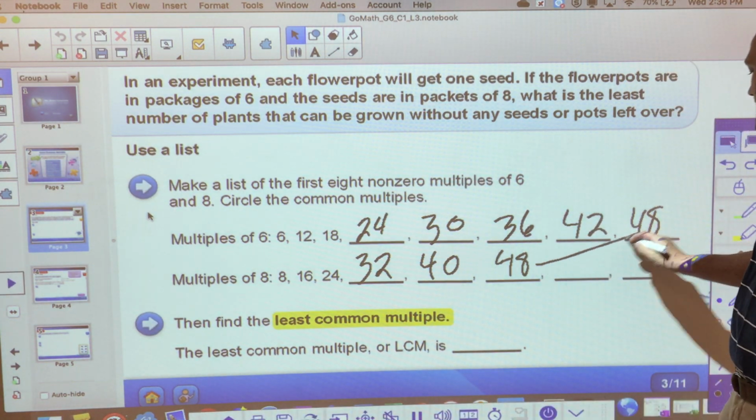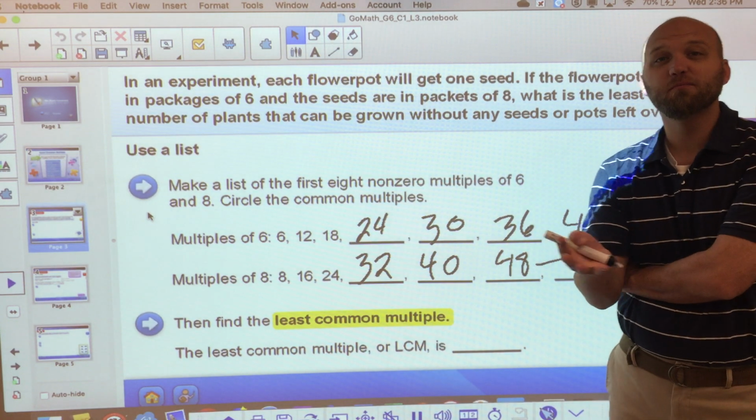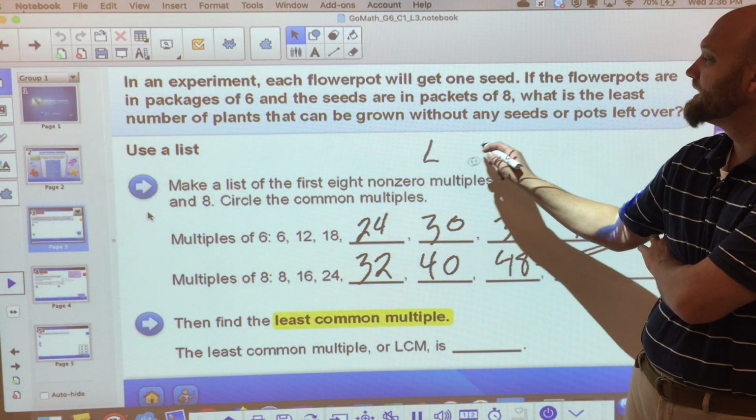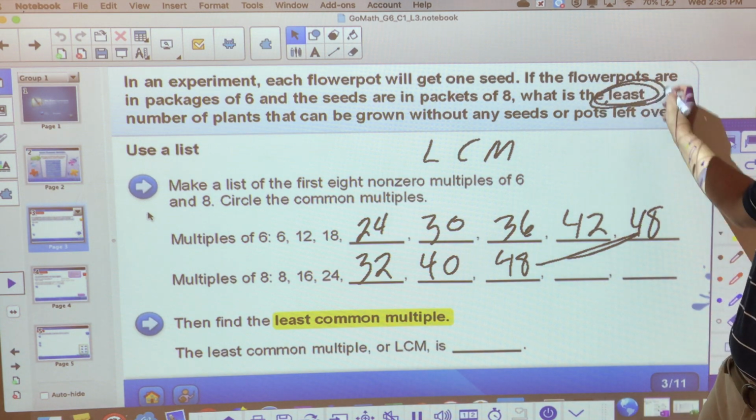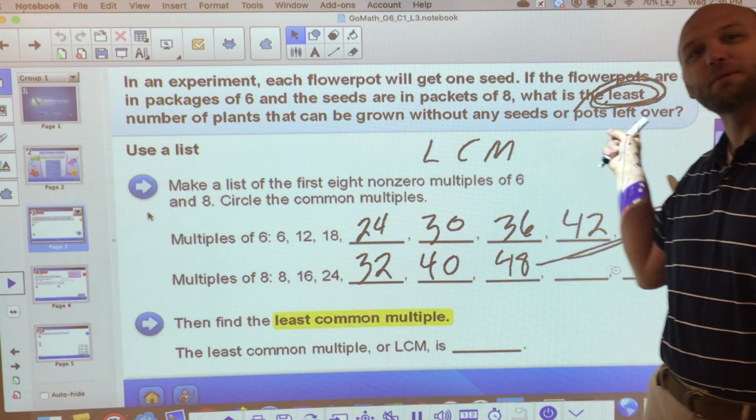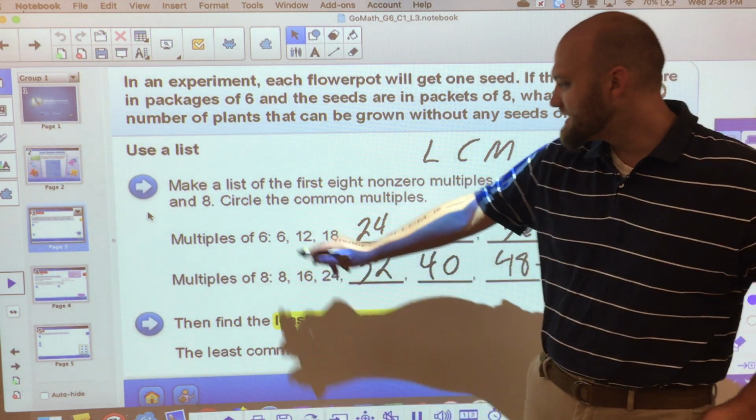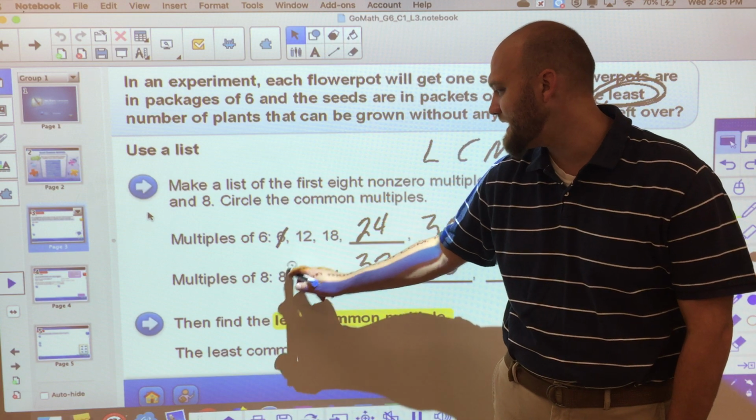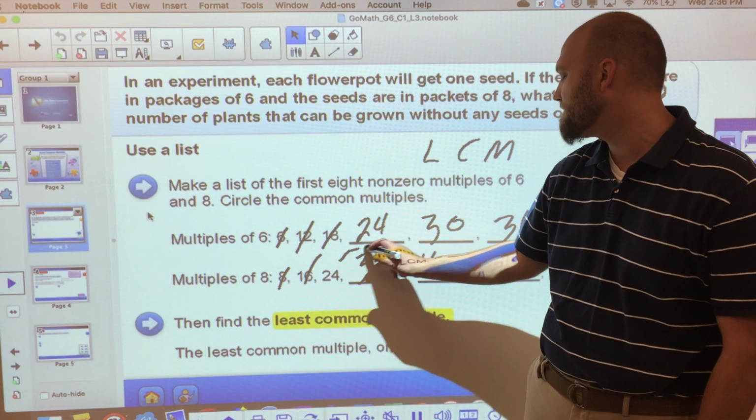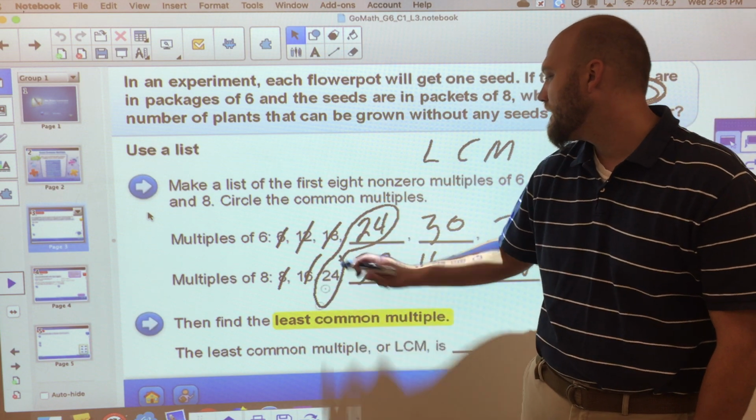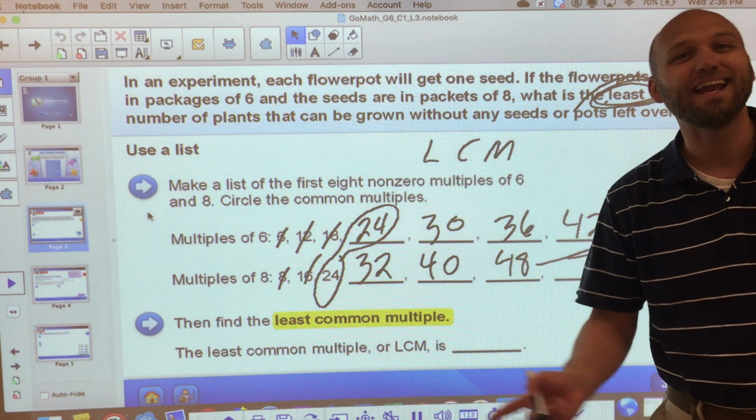I'm really tempted to just say, oh, 48's the common multiple. But is it the least common multiple? Again, they tell you least right in the problem. I go back and I check my work, which is important. Does 6 show up in both? No. Does 8? No. 12, no. 16, no. 18, no. 24. 24 is the least common multiple of 6 and 8.